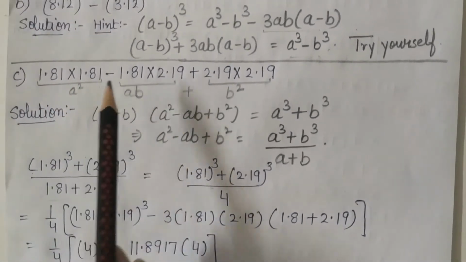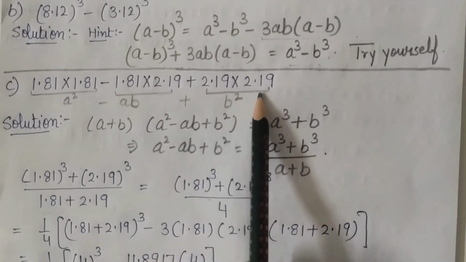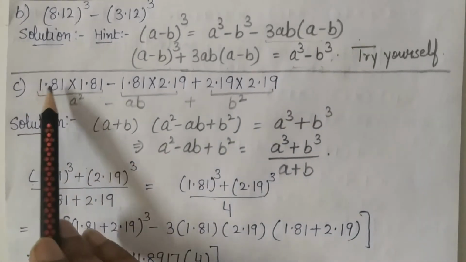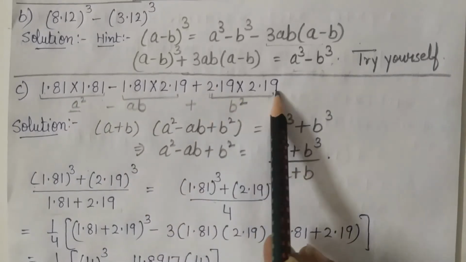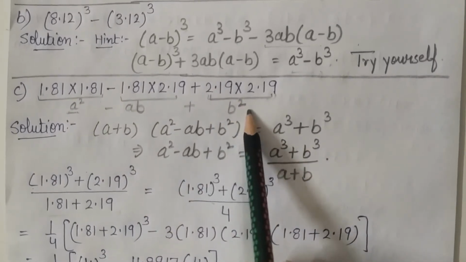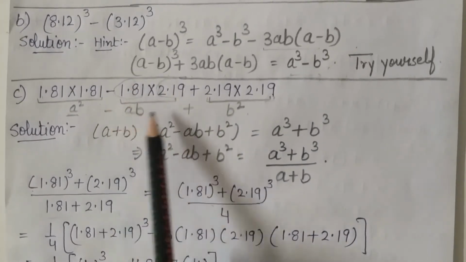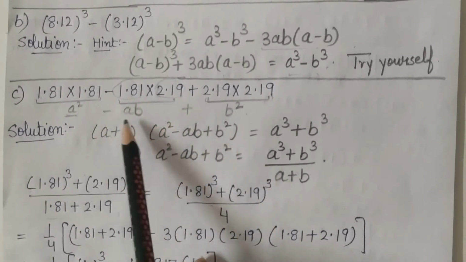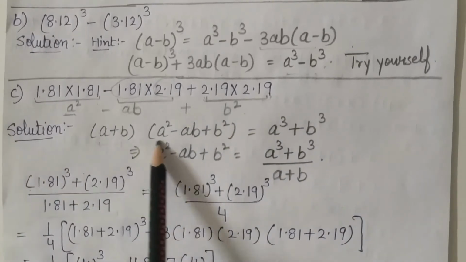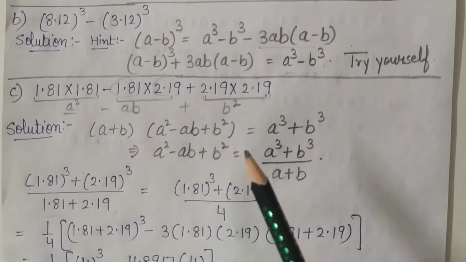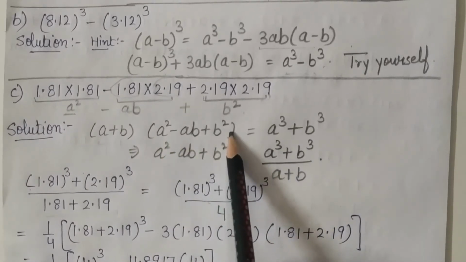Clear? Now look at your C part. 1.81 into 1.81 minus 1.81 multiply 2.19 plus 2.19 into 2.19. These two values are same. It means this is your a square. And this one is also same. It means it's your b square. Here is a value and here is b value. So it means minus ab. ये formula किसका है? a square minus ab plus b square. The formula is of this identity which we have already done yesterday. So (a plus b)(a square minus ab plus b square).